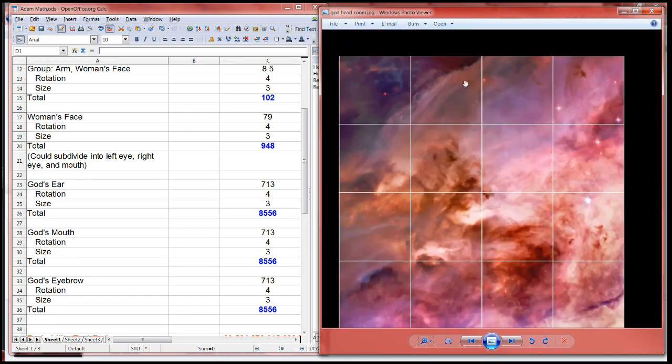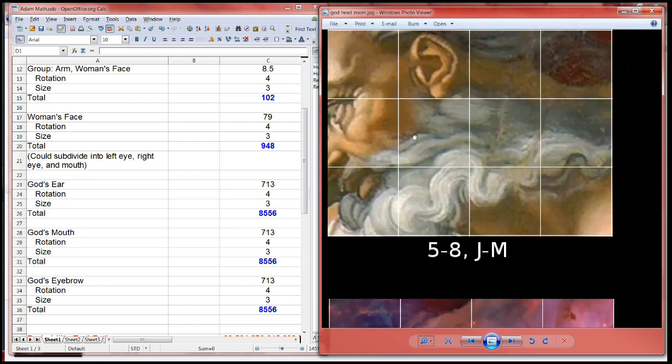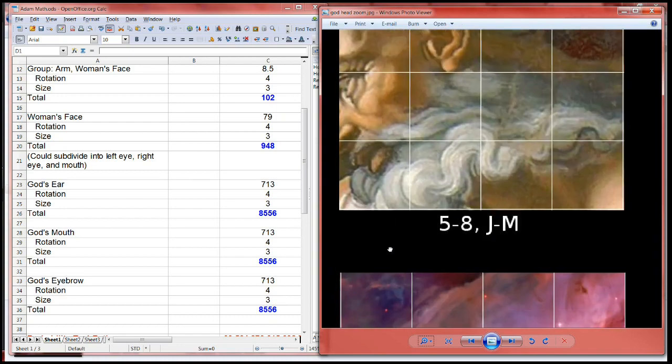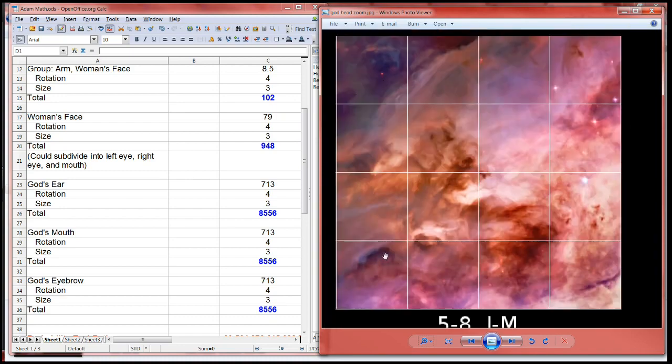So now we're subdividing into something even smaller. Here's where the ear is located, and the ear is located in the same grid as this one. Notice where the mouth is located, and notice it's at the top of that grid, just as you see right here. So you have the ear, you have the mouth.